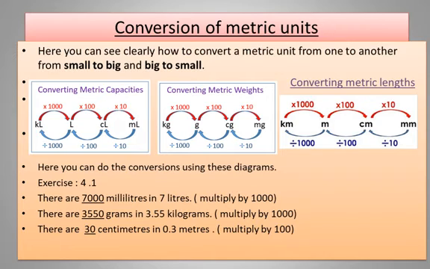Okay. And the next question, convert from 30 centimeter to meter. How many meter? So 30 centimeter to meter. Centimeter to meter, see the converting metric lengths diagram. You can see from centimeter to meter, we have to divide by 100, means 30 divided by 100, you will get 0.3 meter. So when we are dividing, we get the unit conversion from small to big.